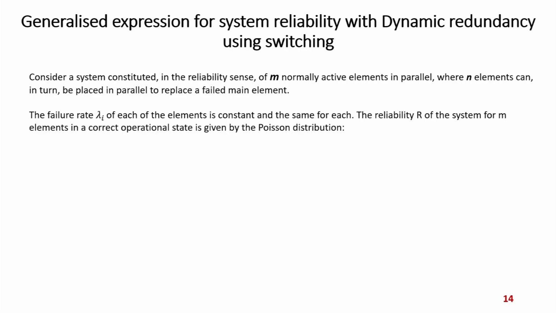Okay. So, here we will consider the failure rate lambda i of each of the elements is constant. As already taken in the previous cases also, we will consider that the individual element has a constant failure rate. The reliability R of the system for m elements in a correct operation state is given by Poisson's distribution, that we have already seen in our previous slide.